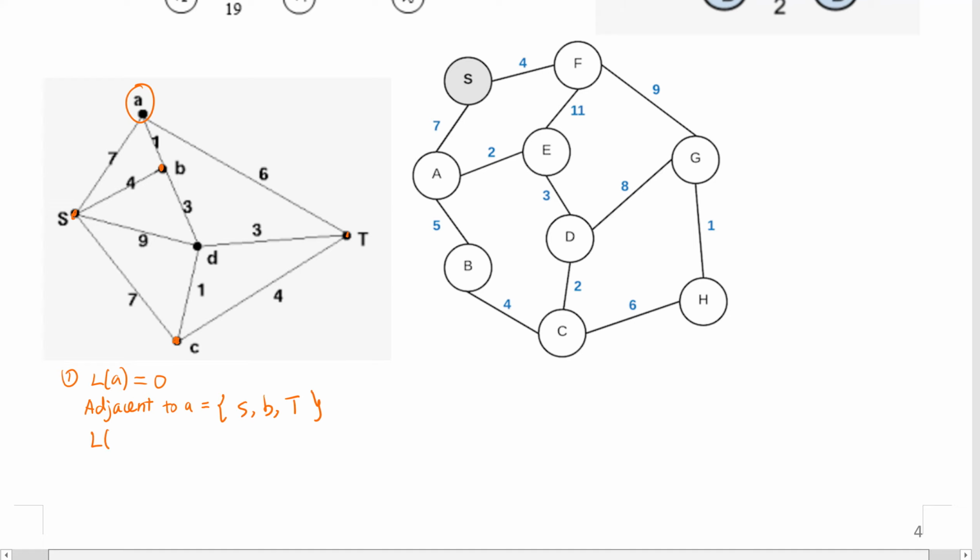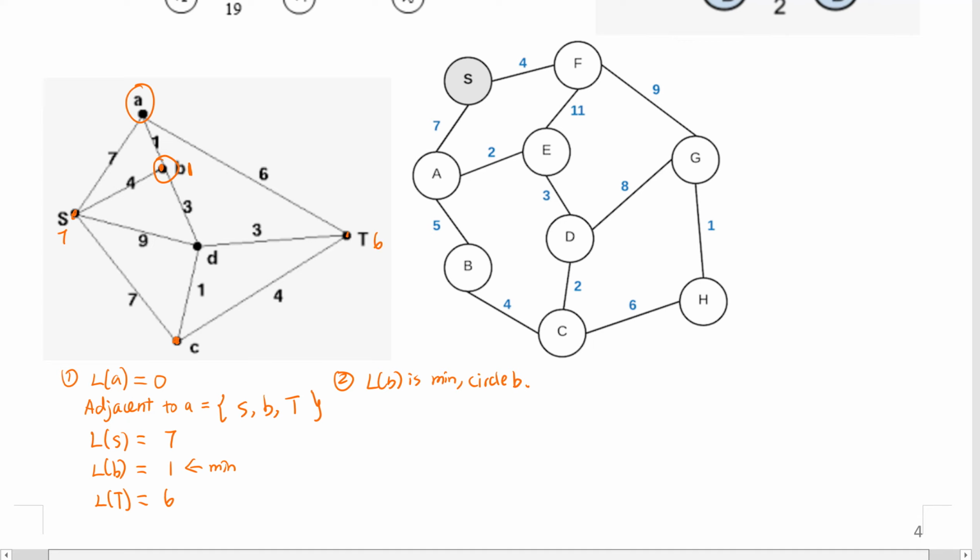Okay, and then we figure out what is LS, LB, and LT. Alright, so LS is 7, LB is 1, LT is 6. So far, so good. And then which one is the minimum? Well, this guy is the minimum, right? So LB is minimum. We circle B. Okay, circle B, and the label is 1. This is 7. This is 6.